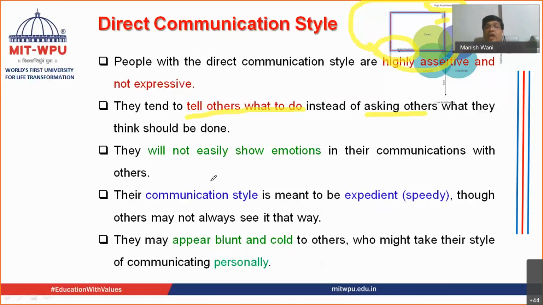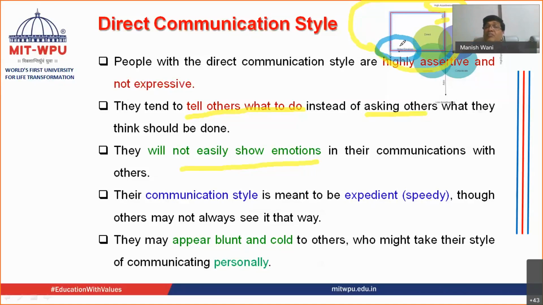They will not show their emotions very easily. They are very low on emotions. So supposing you are unwell, they are not going to come and ask you, are you feeling well, what has happened, and so on and so forth. They are just going to stick to their agenda. Whatever they have to say, they say it and go away.